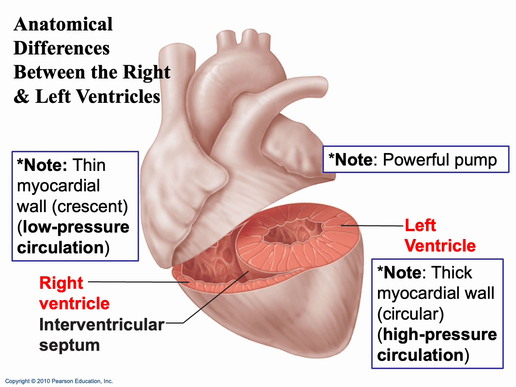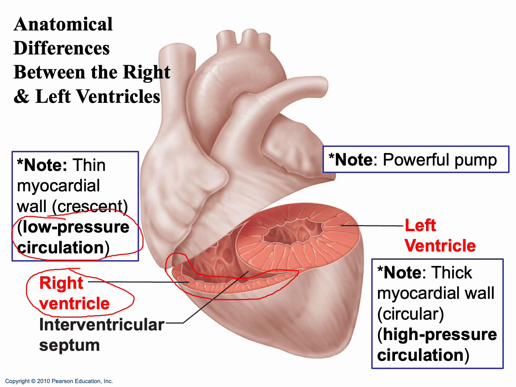All right, here we are. So now we're looking at the anatomical differences between the right and left ventricles. First we'll take a look at the right ventricle. Notice how thin that wall layer is of the myocardium. Very thin, and it evolved that way because, again, the blood is only being pumped a short distance from the right ventricle to the lungs. And because of that, this side is under low blood pressure, low pressure circulation.